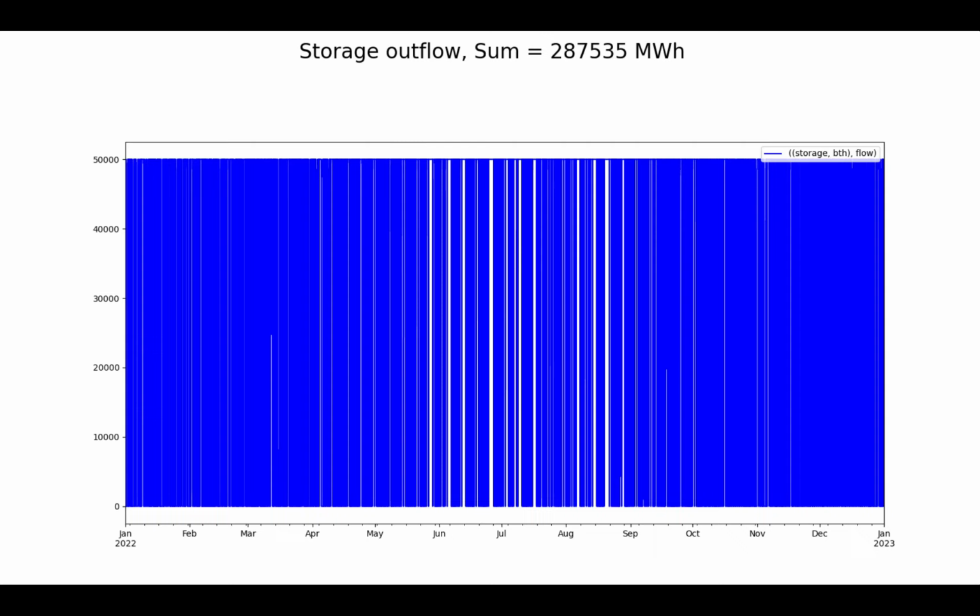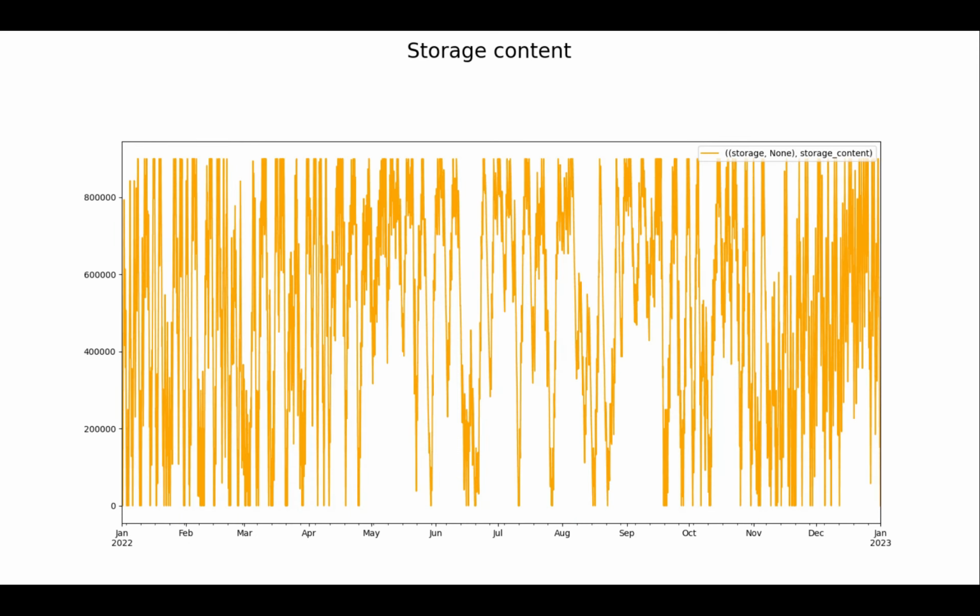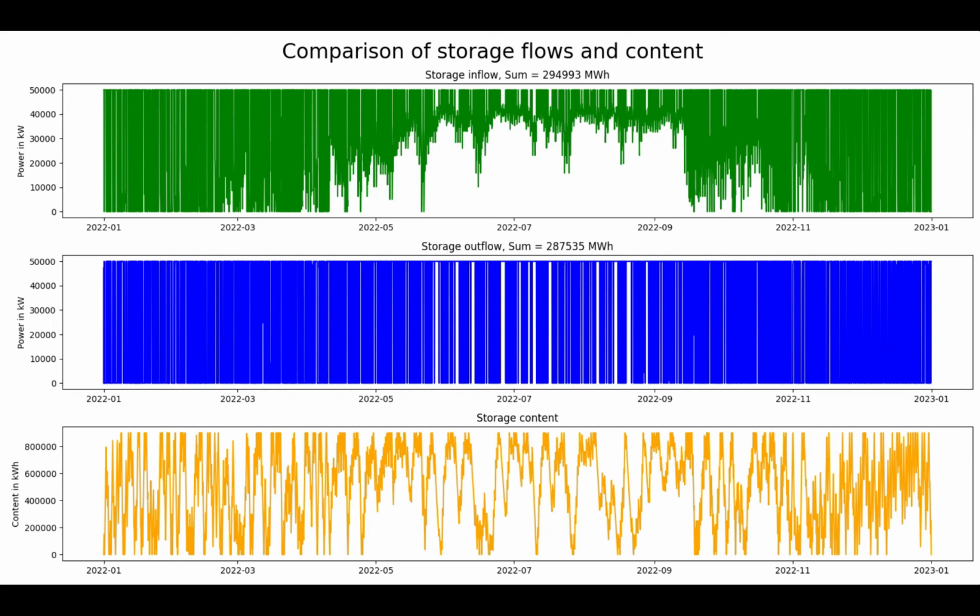So we put more energy in than we get out, since some of the energy is lost within the storage component. And in this graph, you can see the storage content, which is between 0 and 900 megawatt hours. And again, you can see the seasonal pattern because the storage is utilized much more frequently in the winter months compared to the summer months. This is the last graph. It shows the three previous graphs in one to simplify the comparison. You can again see the seasonal pattern as well as the difference between the sums of the flows.